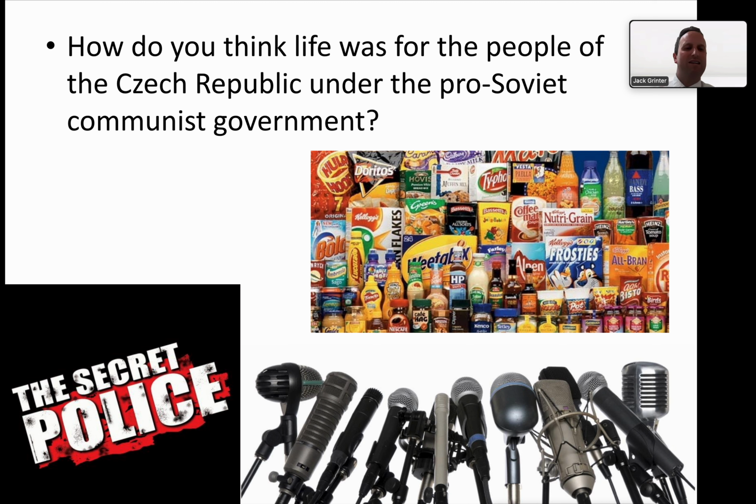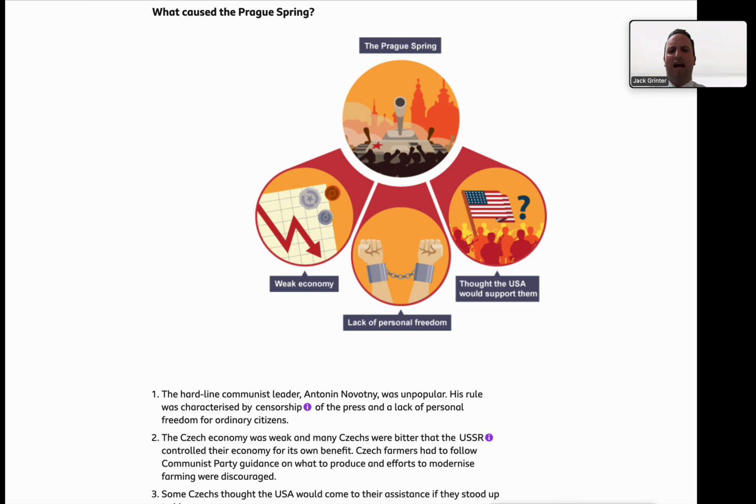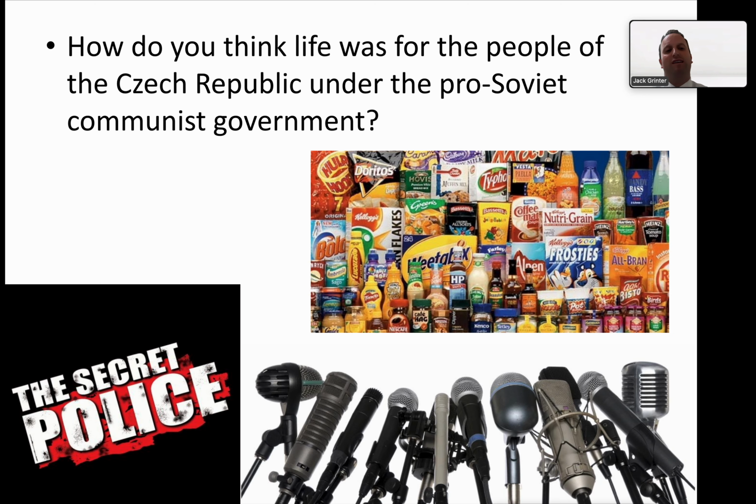There was a lack of consumer goods. There were shortages of essential goods. There was a secret police, like in Hungary. Also, as well, there was really strict censorship, and it was a one-party state as well. There was very limited democracy. You weren't allowed to be an opposition group. You weren't allowed to oppose the Communist Party in power.